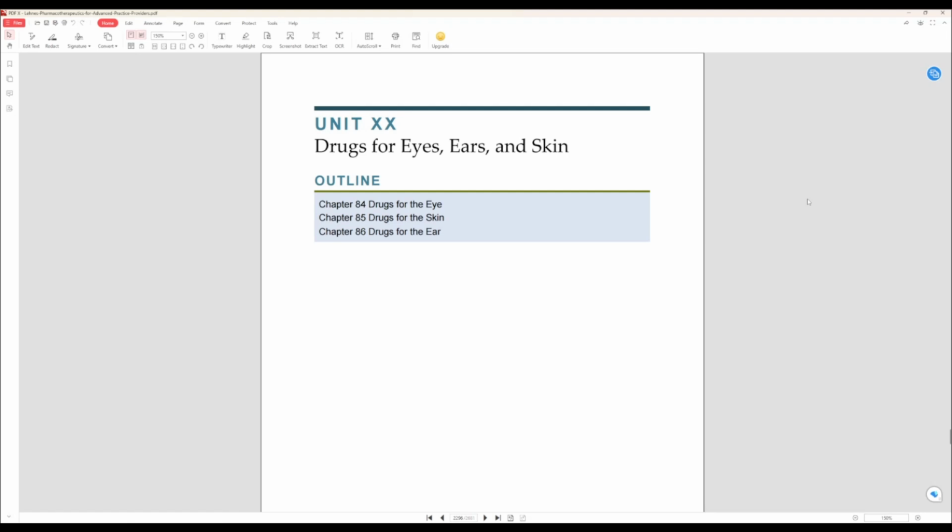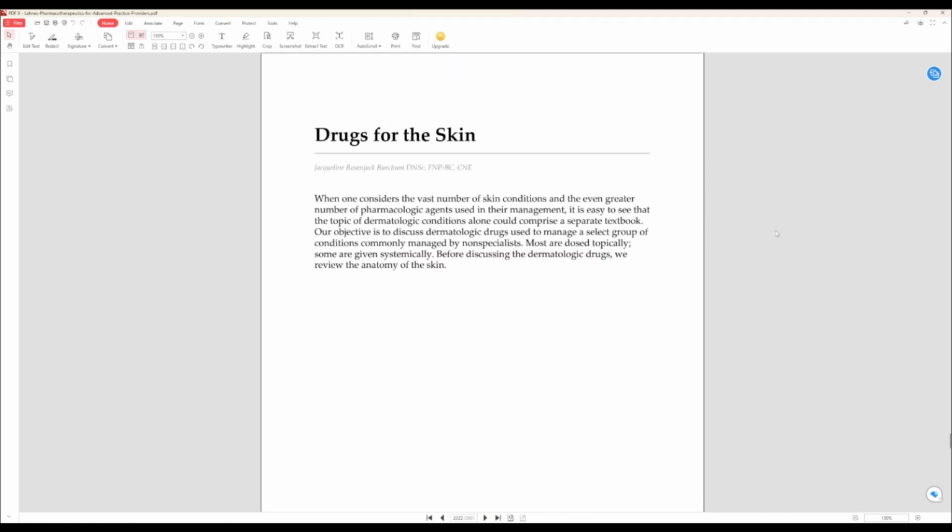Today, under Unit 20, Drugs for the Eyes, Ears, and Skin, we will speak specifically about Chapter 85, Drugs for the Skin. When one considers the vast number of skin conditions and the even greater number of pharmacologic agents used in their management, it's easy to see that the topic of dermatologic conditions alone could comprise a separate textbook. Our objective is to discuss dermatologic drugs used to manage a select group of conditions, commonly managed by a non-specialist. Most are dosed topically, some are given systemically.